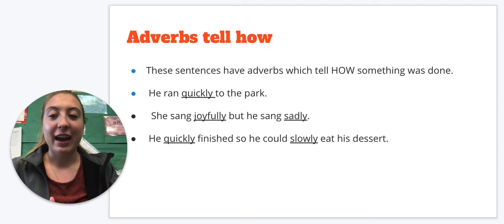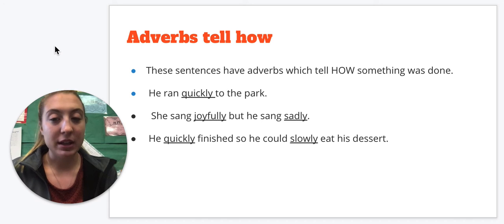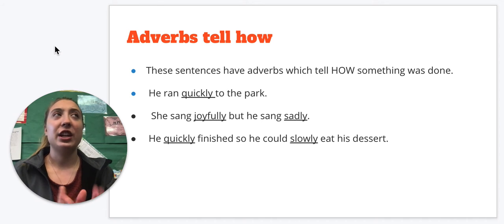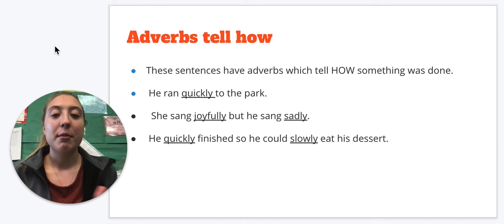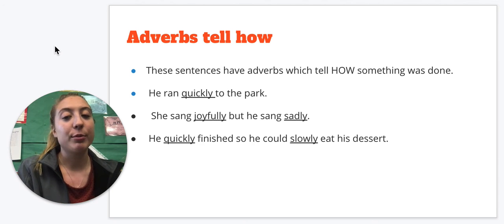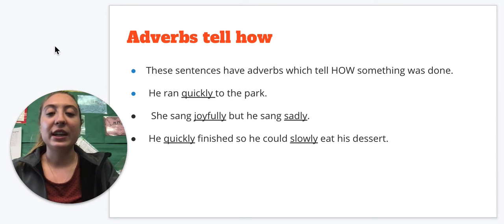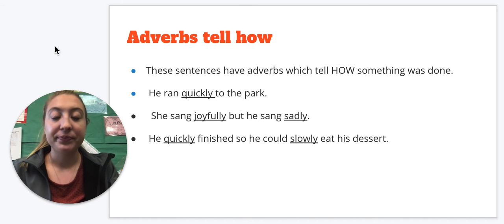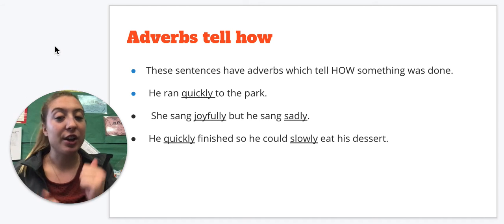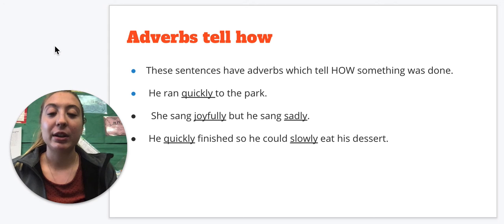Adverbs tell how. So in these sentences, we have adverbs which tell how something was done. So remember, for adjectives, we found the noun in the sentence and asked what kind or how many. But for adverbs, we're going to look for the verb in the sentence, and for these sentences, we're going to ask how. So: he ran quickly to the park. Now, ran is our action verb. Now we're asking, how did he run? He ran quickly. Quickly tells us how he ran.